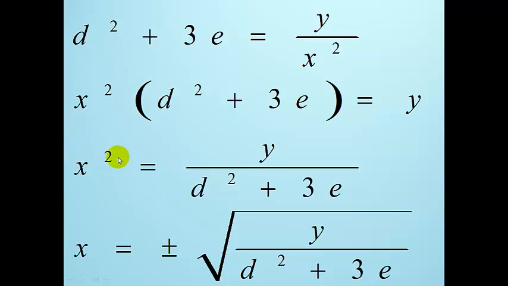So we have to take the square root of both sides. When we take the square root of x square, we have x. And this is equal to plus or minus the square root of the right hand side. When we take the square root of anything, it is plus or minus the answer. So x is equal to plus or minus the square root of y over d square plus 3e. Now x has been made the subject. X is now the subject because it now stands alone. So x equals plus or minus the root of y over d square plus 3e.